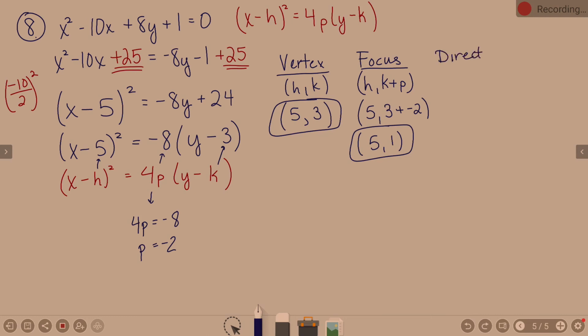And then we're also asked to find the directrix. Again, checking out my left column, it says y equals k minus p. So y equals k, which is 3, minus p, which is negative 2, so minus negative 2. So I would say y is 5.